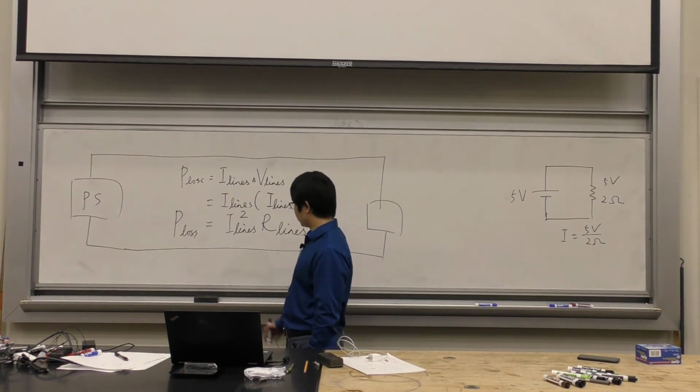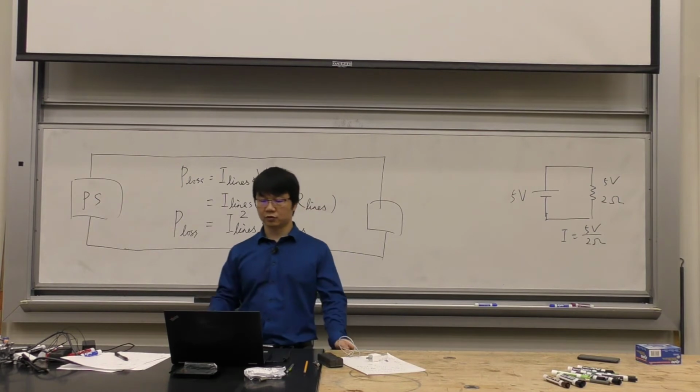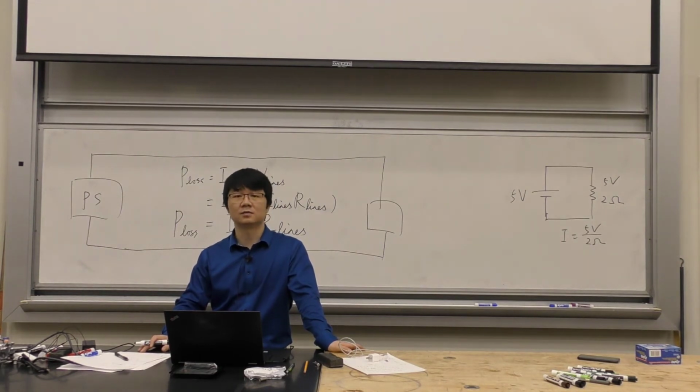There are two ways. So if I want to reduce the power, how do I reduce the energy loss on these transmission lines? Well, if you can reduce the power loss, then the energy loss is going to be small, because the energy is power times time.